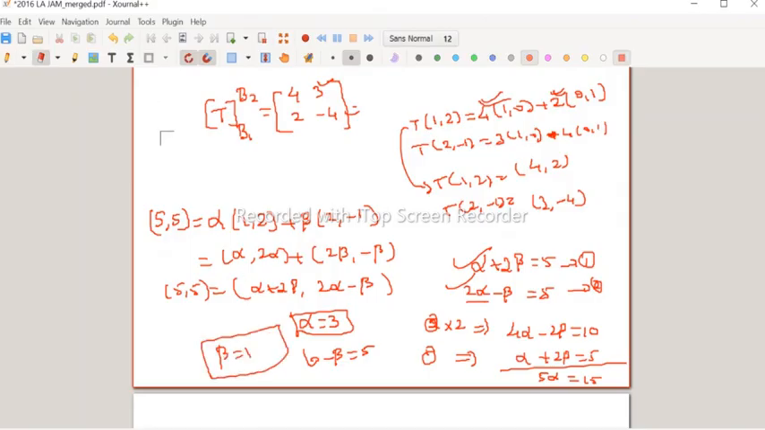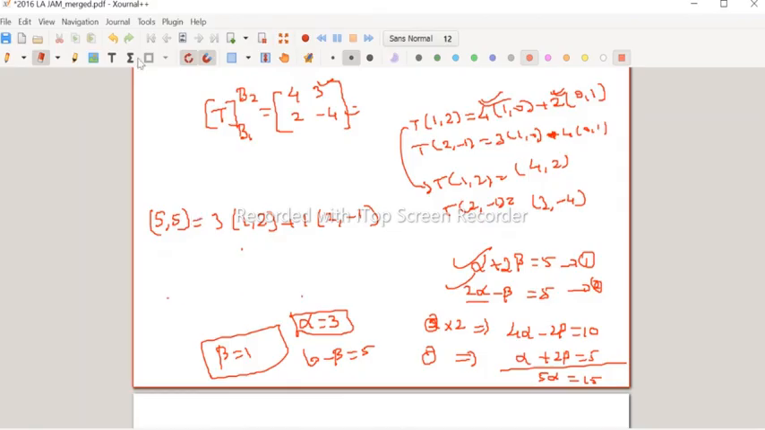So I am directly right. Therefore, this (5, 5) can be written as a linear combination of the basis elements (1, 2) and (2, -1), that is 3 times (1, 2) and then 1 times (2, -1). So this is the answer. Now we have to find T of (5, 5). T is a linear transformation. Now apply T on both sides. What you will get?